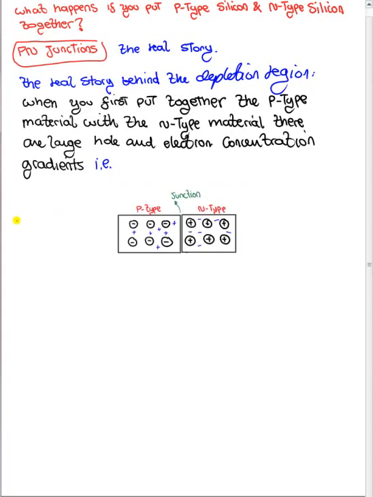So the initial state, right? The first thing is that we'll have an initial state. That one will just be the p-type material with the free holes going around, and then we bring that one close to an n-type material with the free electrons going around.